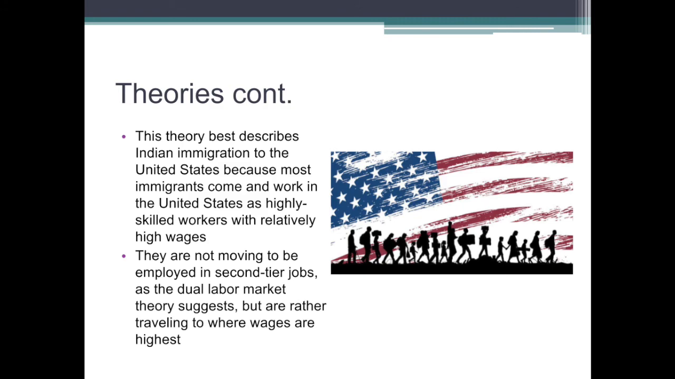Jobs that require the level of education and skill that these immigrants possess typically have higher salaries than the second-tier jobs like work in the farming and manufacturing industries. Since most Indian immigrants are eligible to work for more pay, they're moving to find better opportunities. They will move to places where they have the highest wages and the best opportunities.